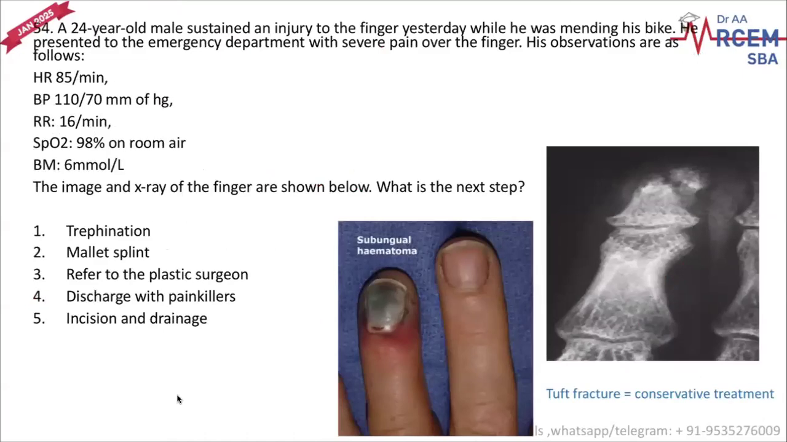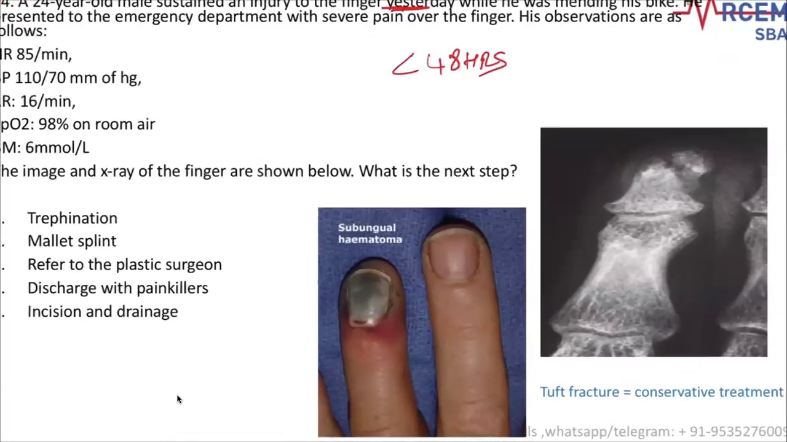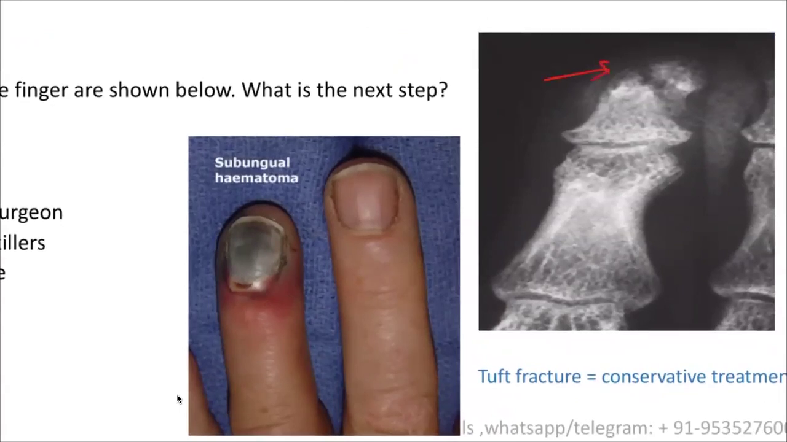A 24 years old male sustained an injury to the finger yesterday while he was mending his bike. He presented to the ED with severe pain over the finger and his vital parameters are stable. An image of the X-ray and the finger has been given. So it was yesterday, so it is less than 48 hours. What are we seeing on the X-ray? There is a fracture of the tip of the distal phalanx.